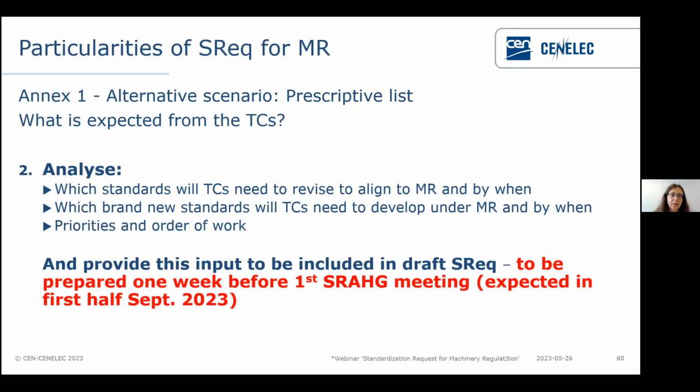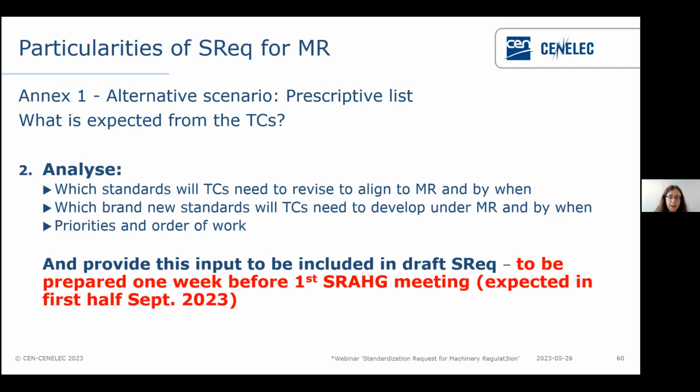And then what will be different and for sure will be a challenge, but a necessary thing to do, is that you analyze, if we have this prescriptive list, in detail which standards exactly TCs need to revise to align to machinery regulation and by when, so that we know which date needs to be put in the annex, and also which brand new standards you will develop under machinery regulation and by when, or maybe whether there are some standards that are now cited in OJ but no longer should be cited.